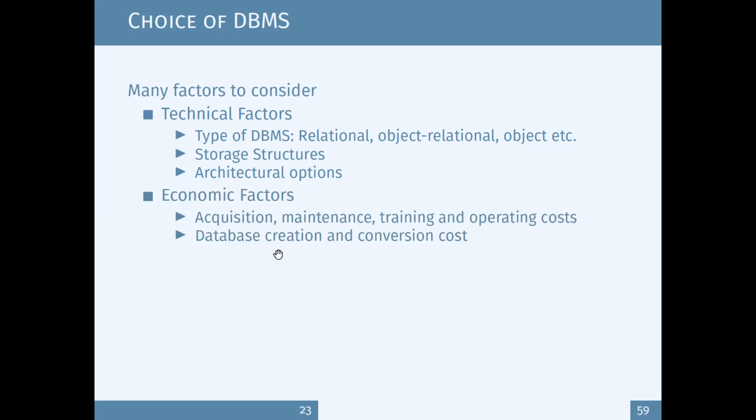The second one is economic factors. That means you should look at the cost that you need to bear. The first is acquisition of the database management system software, maintenance, training, and operating costs. All these come under this. Second, you have to create the database and then you can work on the conversion.